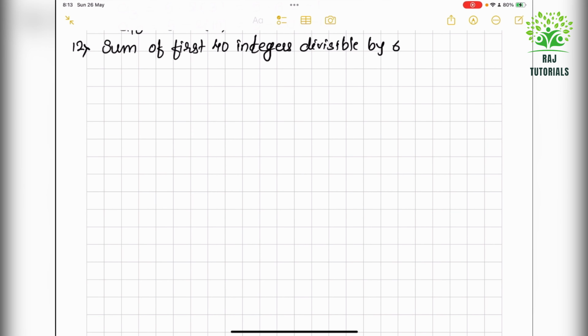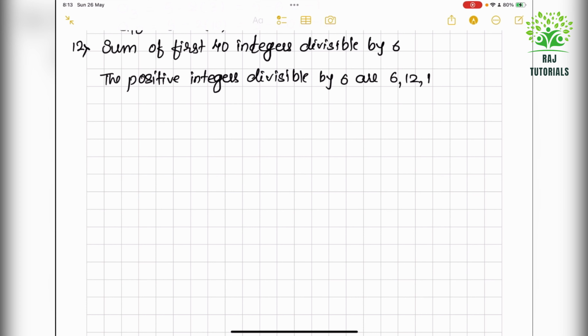Now next question is asking, find the sum of first 40 positive integers divisible by 6. So the positive integers divisible by 6 will be 6, 12, 18, 24 and so on. So here A will be 6, D will be 12 minus 6, that is 6.